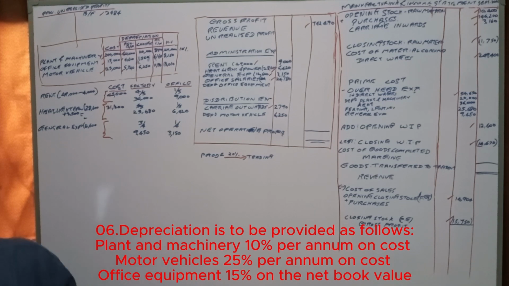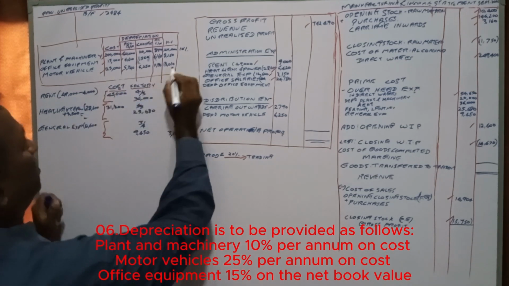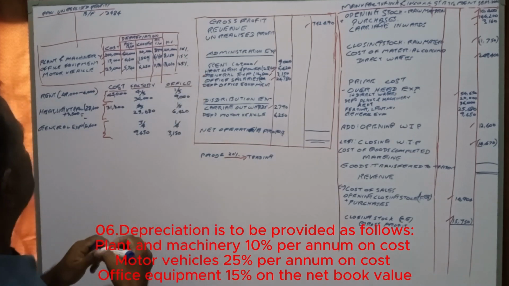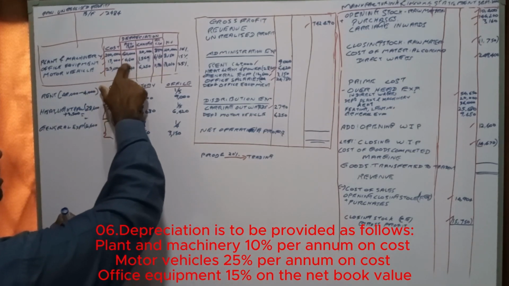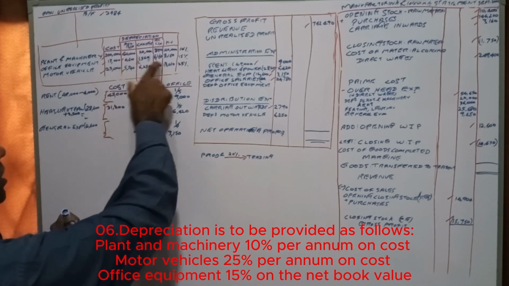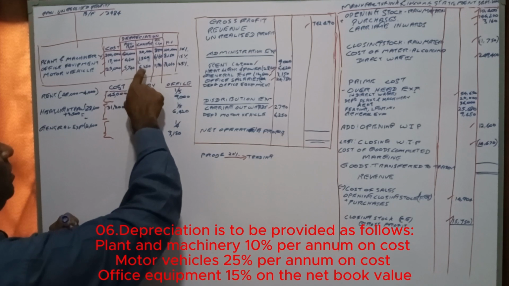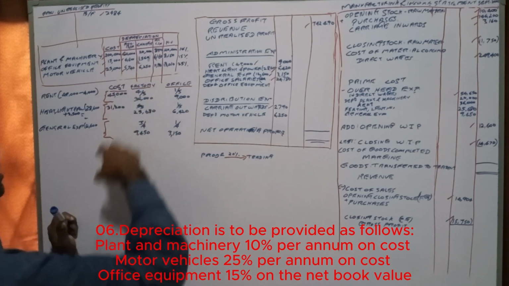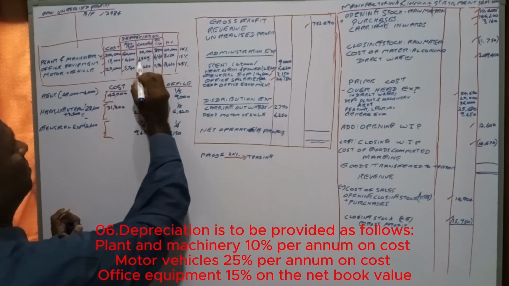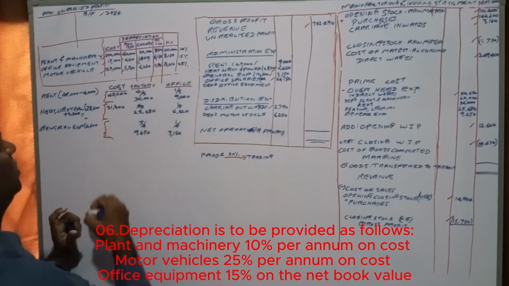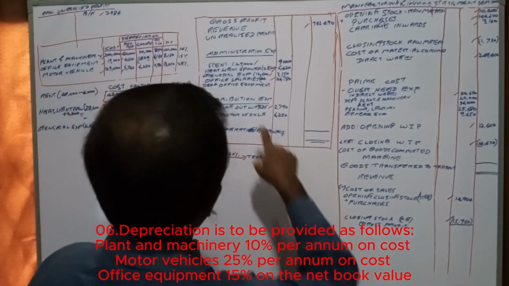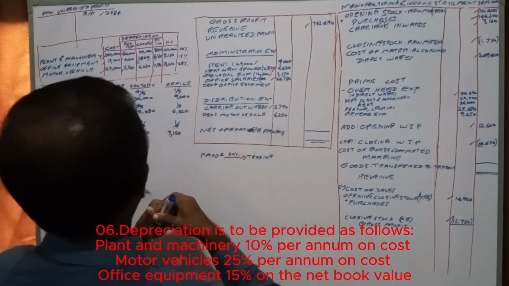Office equipment, this is on the net book value 15%. This is 25% and 15%. Net book value 15%. From the cost we have to deduct the accumulated provision, then multiply by the 15%. So we will get a charge of 1,660, right?